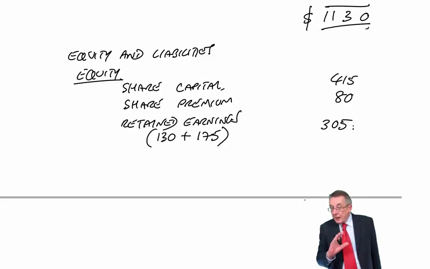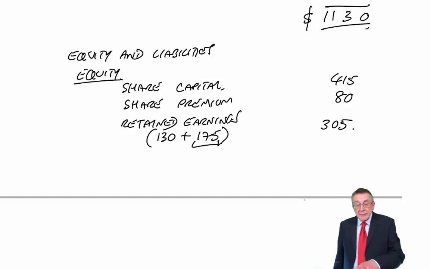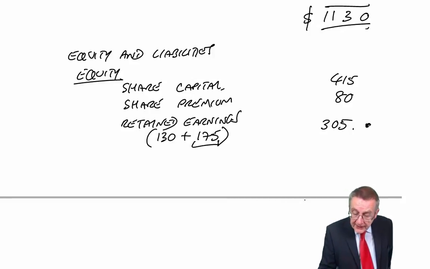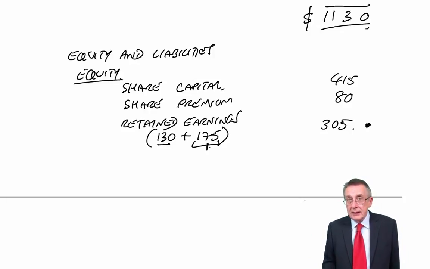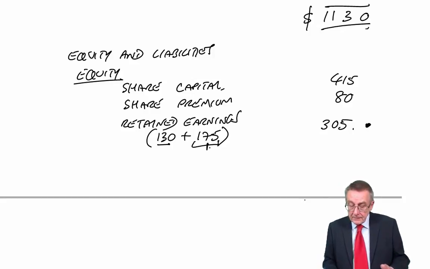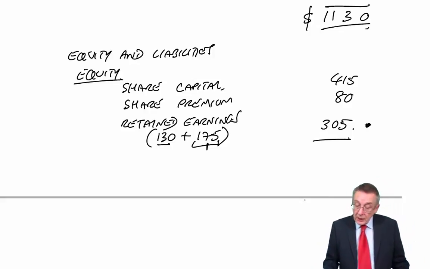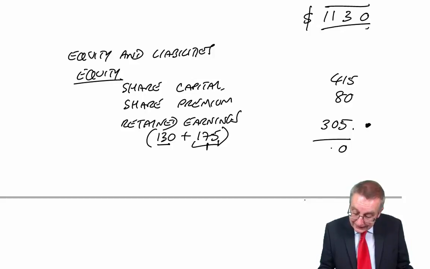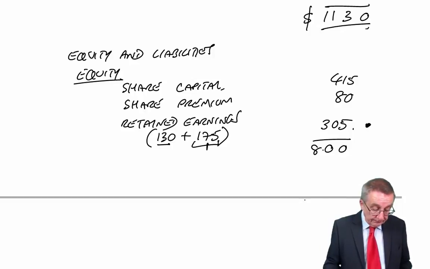And again, you don't lose marks twice. So if something had gone wrong in the statement of profit or loss, and you got a different figure than 175, you'd get full marks for this figure if you'd taken 130 plus your profit for the year. You don't lose marks twice for the same mistake. However, that gives us a total equity of 800.